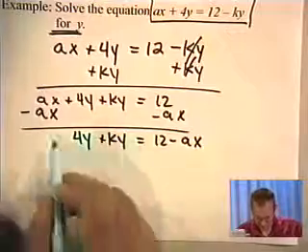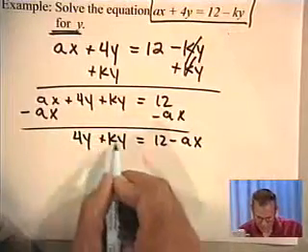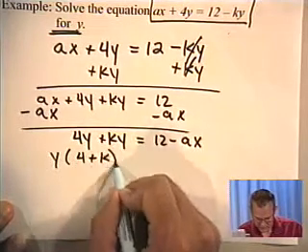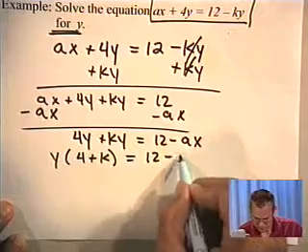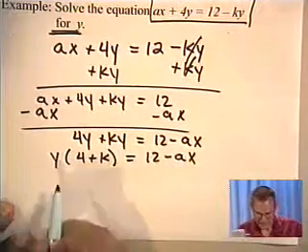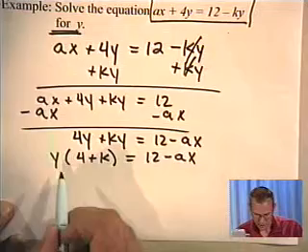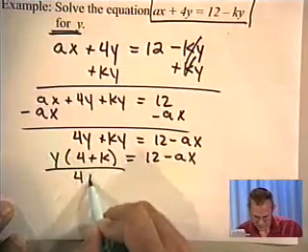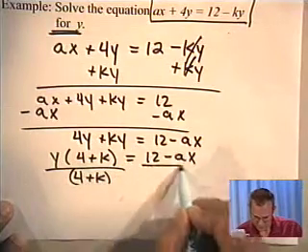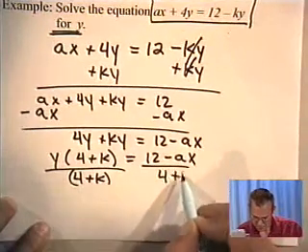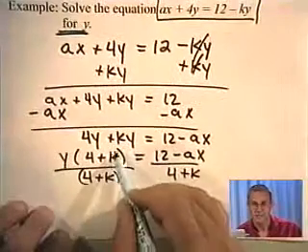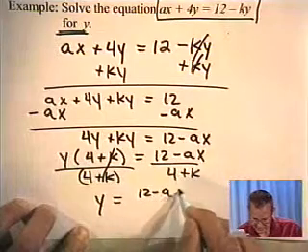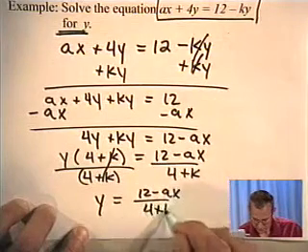If we remember the distributive property, I can pull out a y. I have a y in common here. And I get 4 plus k. Now notice I've got my 1y here. And if I want to get my 1y by itself, all I need to do is divide both sides by 4 plus k. These cancel. Y is equal to 12 minus ax over 4 plus k.